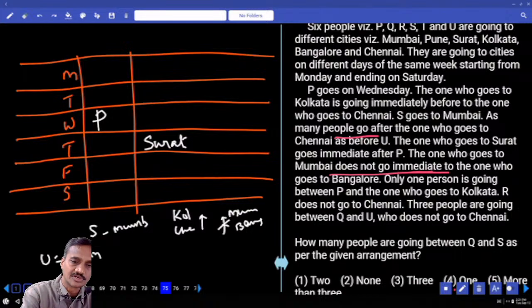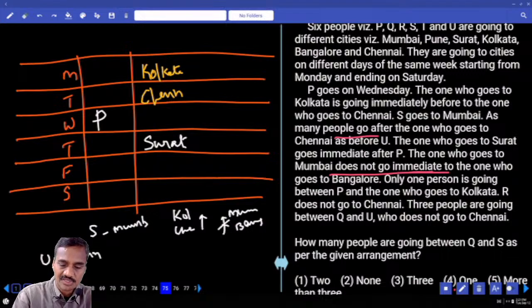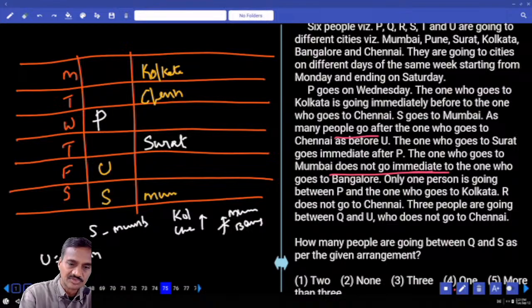And where should this Kolkata be? Kolkata must be on Monday. The one who is going to Kolkata is on Monday, isn't it? And Chennai is on Tuesday. The next one, S is from which place? S is from Mumbai. Now U and Chennai. Chennai is second from the top, so U must be second from the bottom. And the one who is left over, S, is from Mumbai.